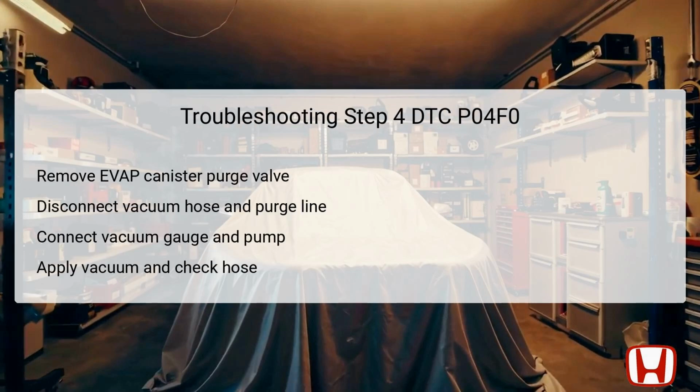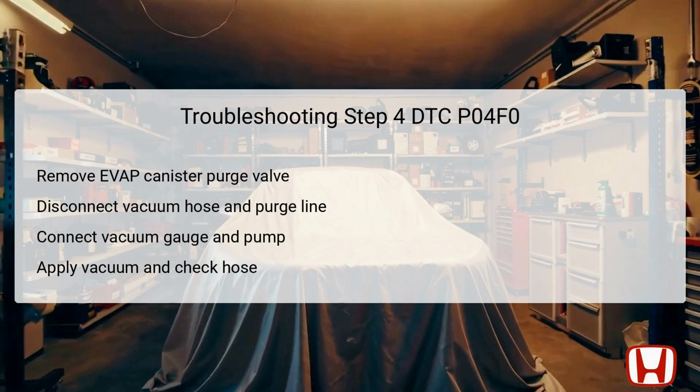In this fourth troubleshooting phase, you will need to remove the EVAP canister purge valve while keeping the connector and vacuum hose attached. After accessing the valve, you must proceed to disconnect the vacuum hose from the purge valve, as well as the purge line from the EVAP canister.